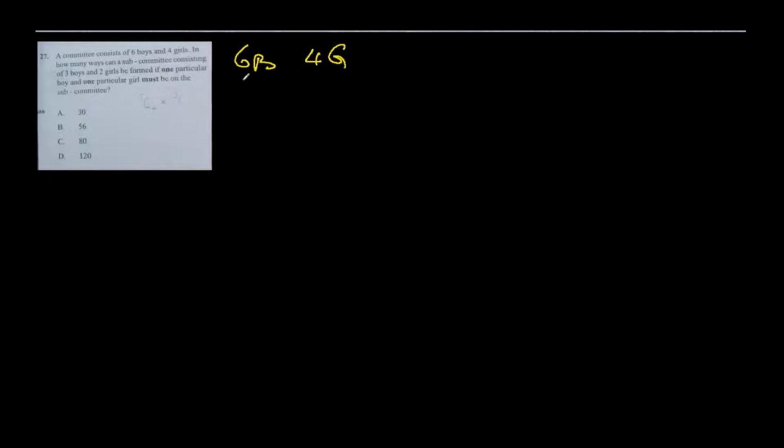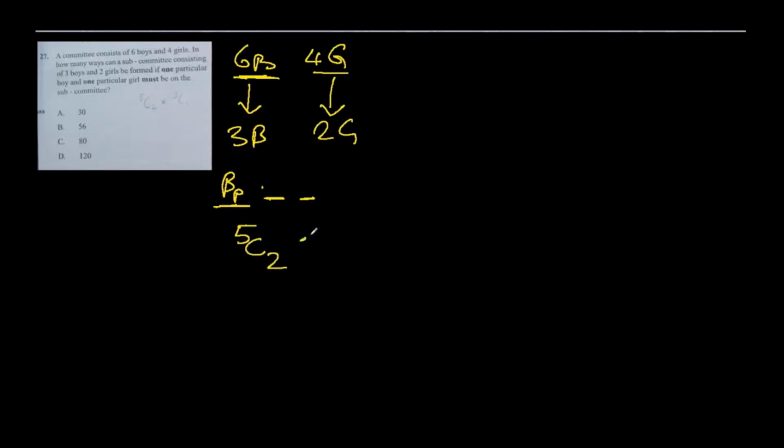In question 27, we have 6 boys and 4 girls. From this we have to select a subcommittee consisting of 3 boys and 2 girls, but a particular boy and particular girl must be in the subcommittee. That means the seat has been reserved for a particular boy. Let's call it BP. So remaining 2 seats are to be filled with remaining boys. So 6 boys are there, remaining boys are 5. So we need to select 2 boys from remaining 5.